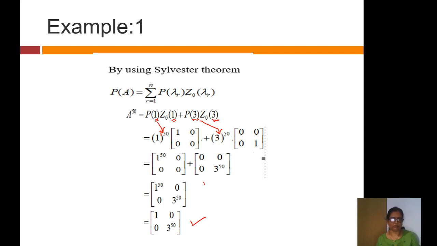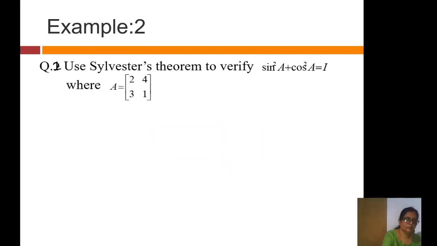3 to the power 50, which is the required answer. In this way we can find any power of the matrix A. Now we solve the second example.